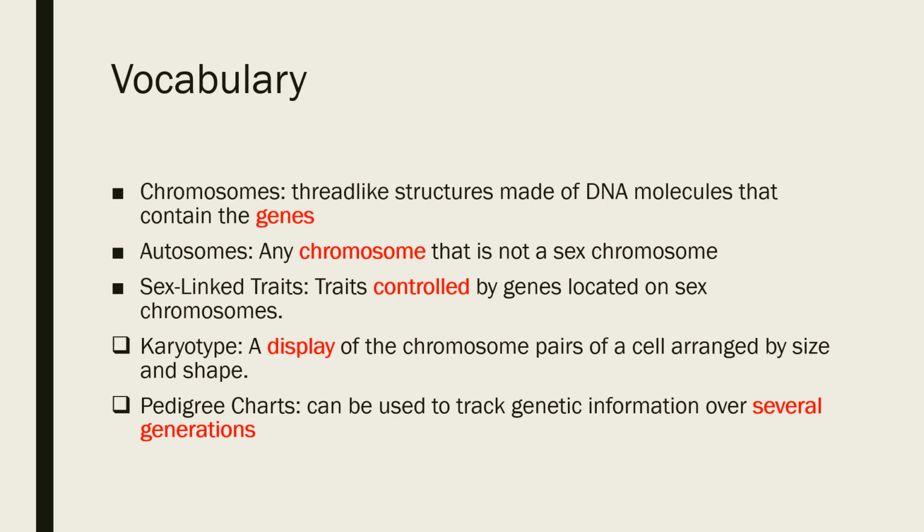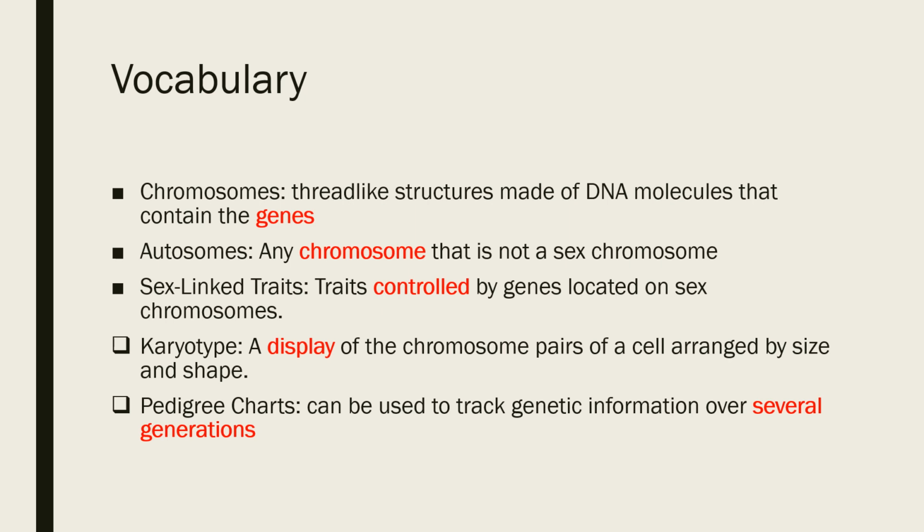Autosomes, we were introduced to last week in our X-linked trait lesson. Autosomes are any chromosome that is not a sex chromosome. So they're just our normal chromosomes that hold genes. There's not anything super special about them. Sex-linked traits are traits that are controlled by genes located on our sex chromosomes. So X or Y chromosomes can hold certain traits that are specific to them only. We kind of talked about that last week in the Khan Academy lesson.